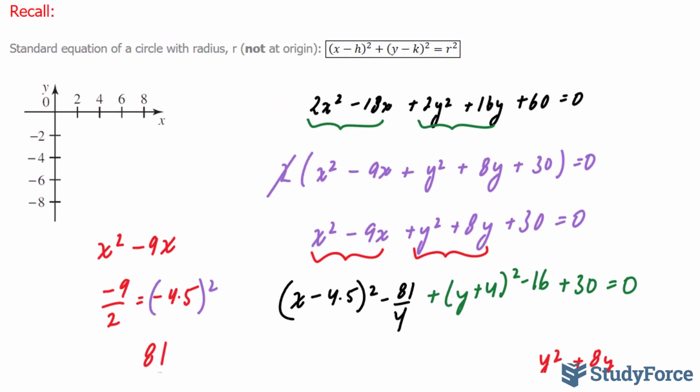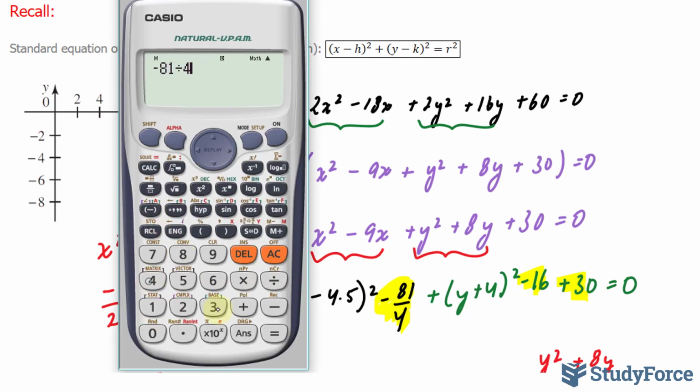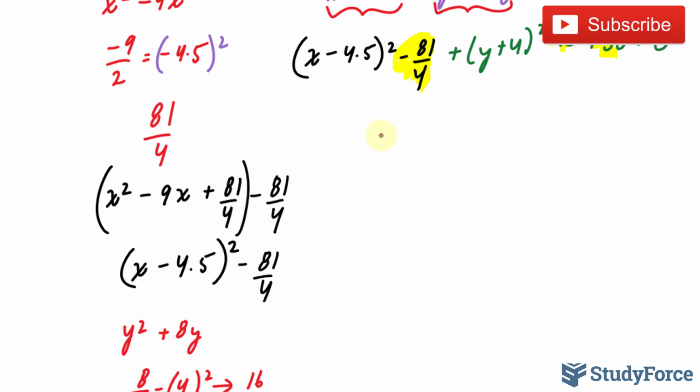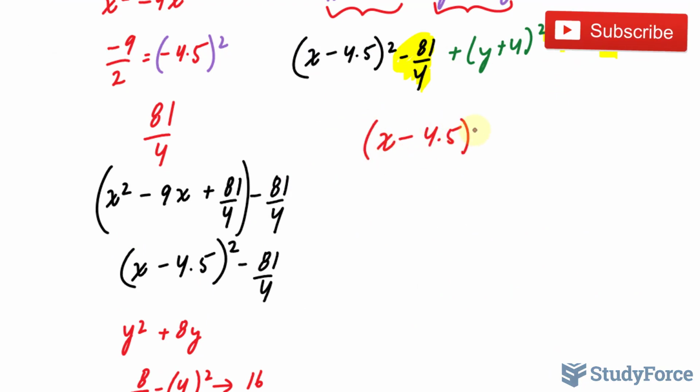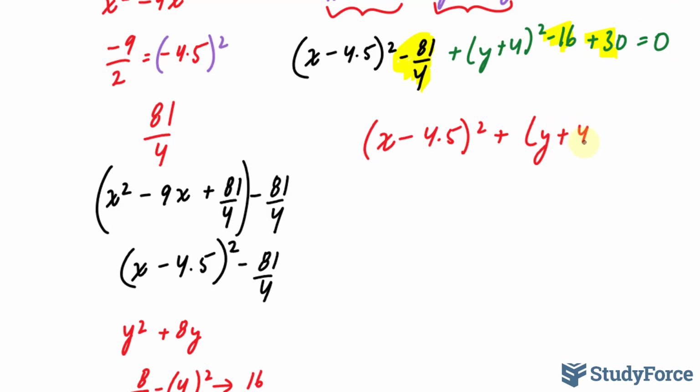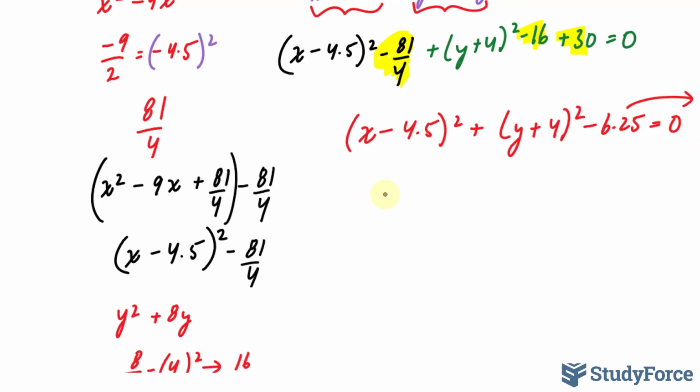Take a look at the equation that we are building. It's starting to look a lot like the standard equation of a circle when the origin is not at the center. What we have to do next is combine this term with this term and this term, and bring it over to the other side. So we'll take negative 81 over 4 minus 16 plus 30, and that gives us negative 6.25. Now that I've cleaned up the room, x minus 4.5 squared plus y plus 4 squared minus 6.25, bringing that over, gives us the expression.